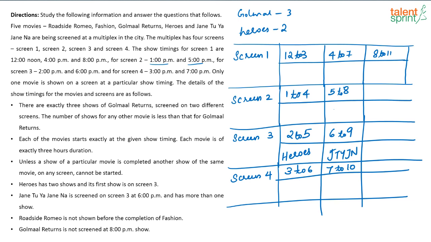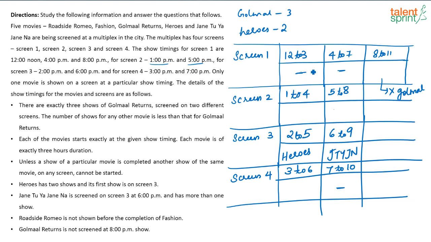Roadside Romeo is not shown before completion of Fashion. Golmaal Returns is not screened in the 8 p.m. show, so this cannot be Golmaal Returns. What does that mean? Golmaal Returns has 3 shows, we have to remember that. So where can it possibly come? This can be Golmaal Returns, this can be Golmaal Returns and this can be Golmaal Returns. It cannot come in this slot. So it has to come in 3 slots and the timings also should not overlap.